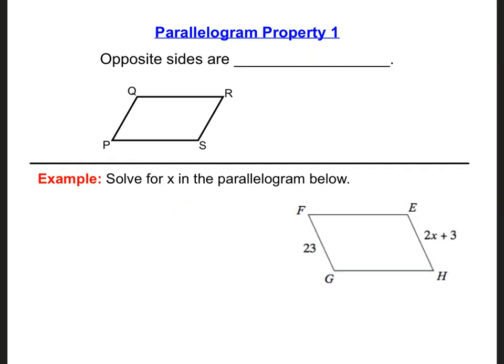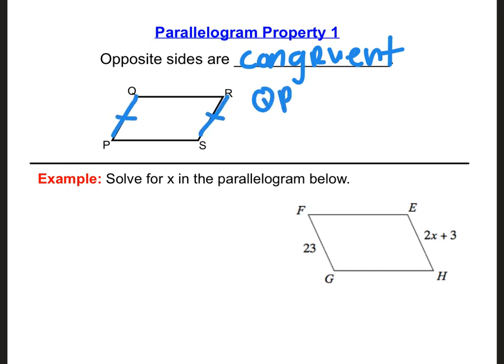All right, we're going to talk about three properties today. The first one is that opposite sides are congruent. Remember, congruent means they're the same size. So I know that QP is congruent to RS. That's another way of saying they're equal. I also know that QR is congruent to PS.